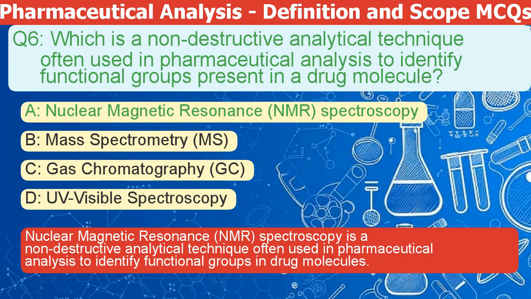The correct answer is A. Nuclear magnetic resonance, NMR, spectroscopy is a non-destructive analytical technique often used in pharmaceutical analysis to identify functional groups in drug molecules.